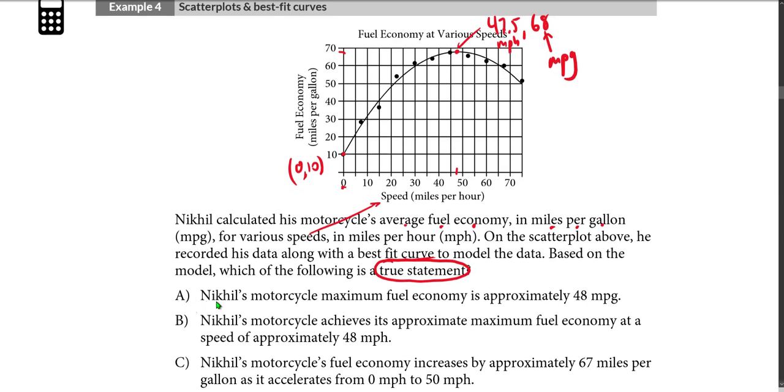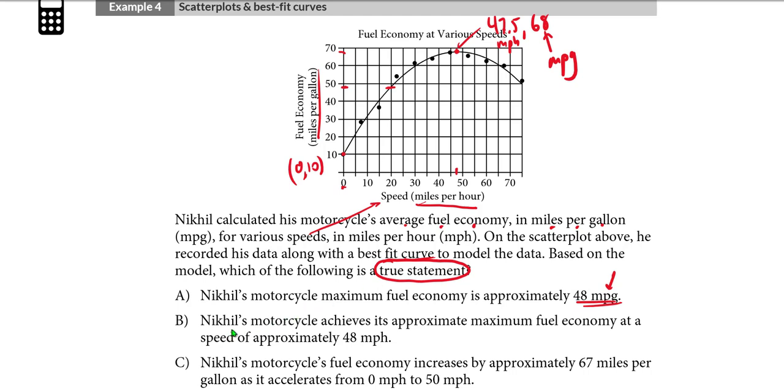So answer choice A, Nikhil's motorcycle maximum fuel economy is approximately 48 miles per gallon. So the maximum fuel economy is 48 miles per gallon. Well, 48 miles per gallon is here, right? That is not his maximum fuel economy. We said his maximum fuel economy was 68. Most likely what College Board is doing with answer choice A is they're trying to confuse students with that 48. You can see that the maximum point on the curve does occur at an x value of 48, but remember our x-axis is miles per hour, not miles per gallon.